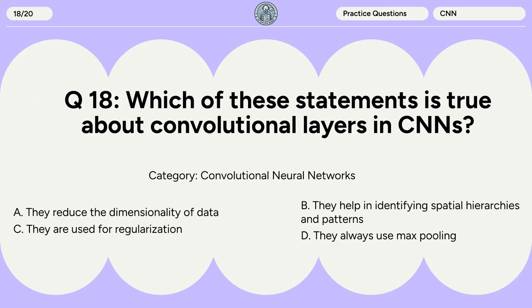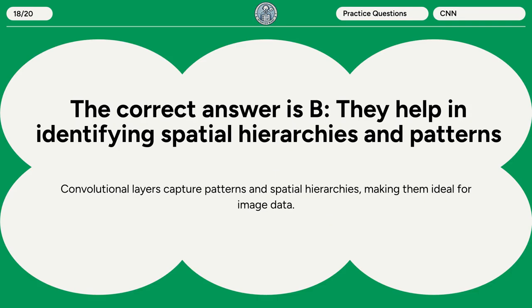Question 18. Which of these statements is true about convolutional layers in CNNs? A. They reduce the dimensionality of data. B. They help in identifying spatial hierarchies and patterns. C. They are used for regularization. D. They always use max pooling. The correct answer is B. They help in identifying spatial hierarchies and patterns. Convolutional layers capture patterns and spatial hierarchies, making them ideal for image data.